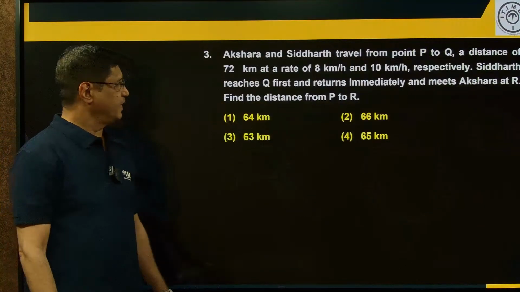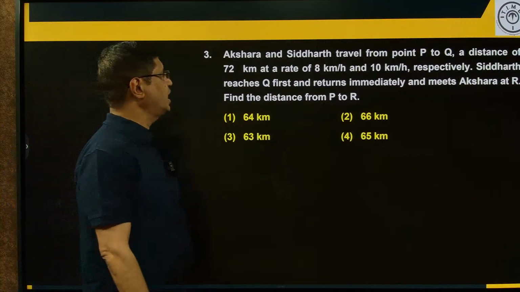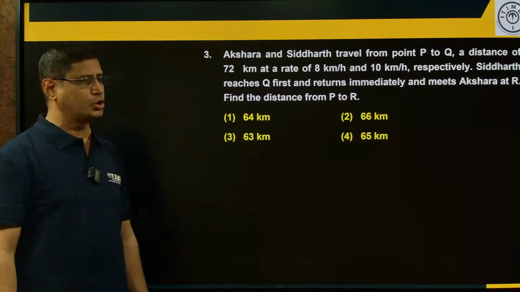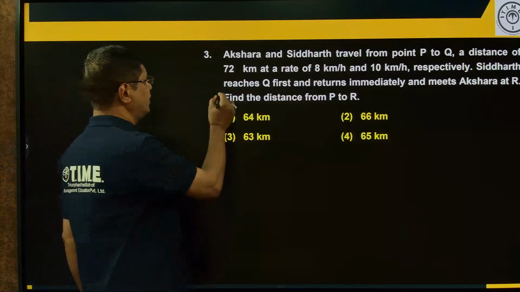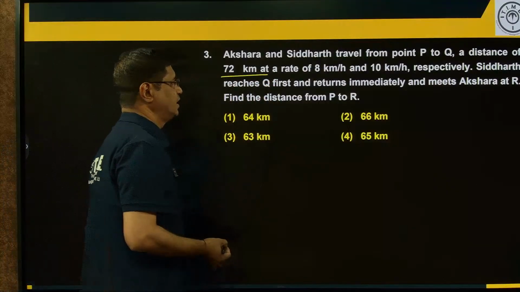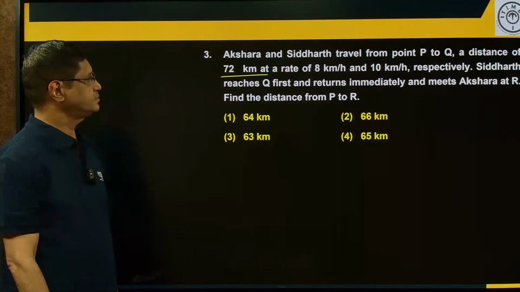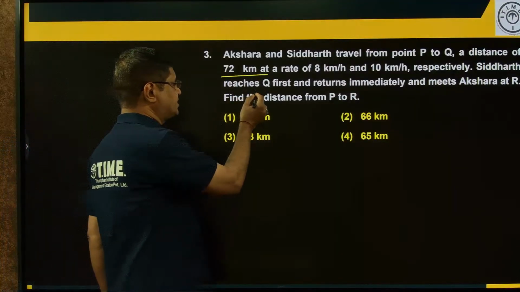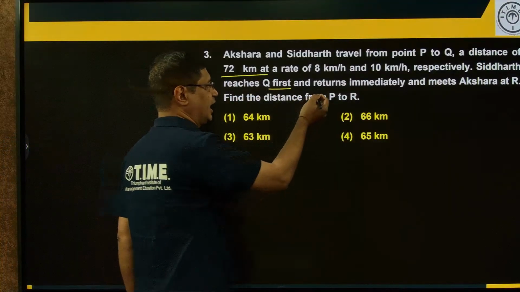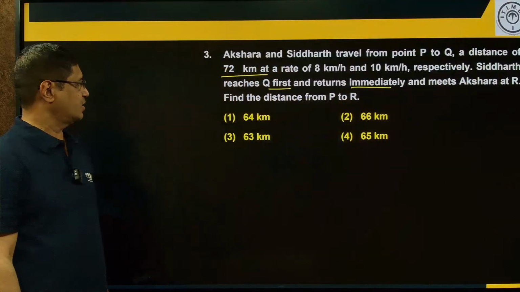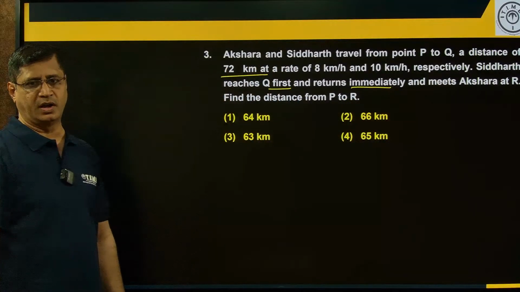Okay. Next. Akshara and Siddhartha travel from point P to Q, a distance of 72 kilometers, at a rate of 8 kilometers per hour and 10 kilometers per hour. Siddhartha reaches Q first and returns immediately and meets Akshara at R. Find the distance from P to R.